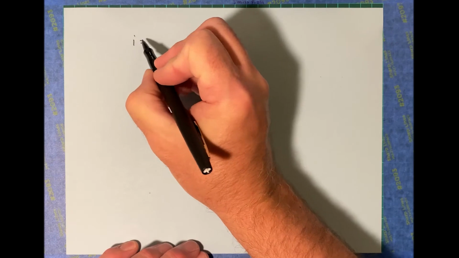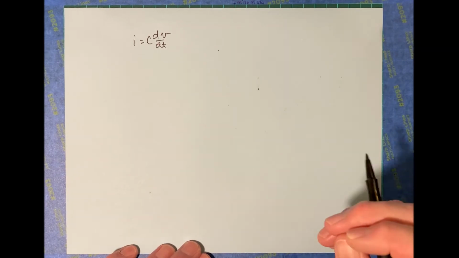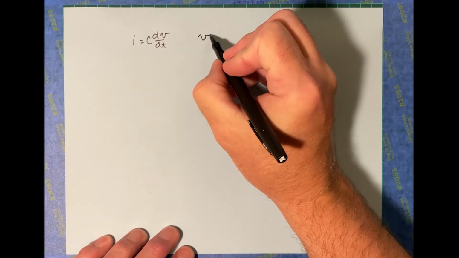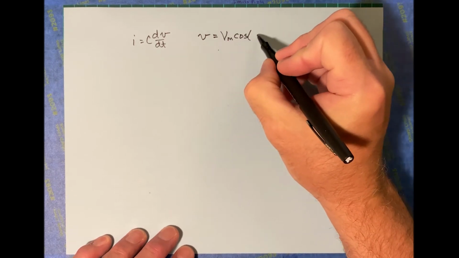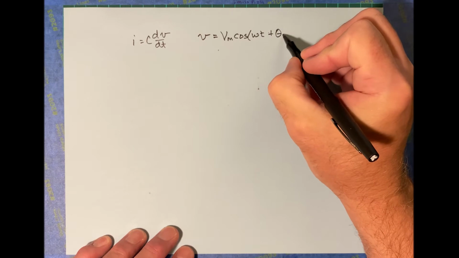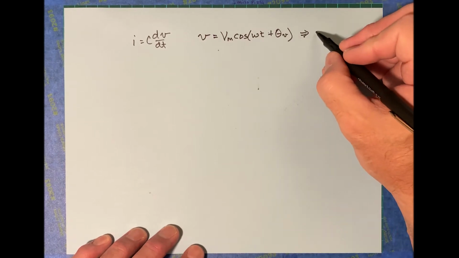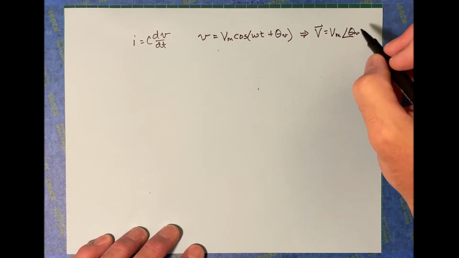Okay, we can do the same sort of thing for the capacitor. If we want to, we might as well. So for the capacitor, I equals C dV/dt. Once again, we're assuming that there's a single capacitor connected to a sinusoidal source here. And we're also going to assume that we have a voltage equal to V sub m cosine of omega t plus theta sub v, like that. The phasor of that, remember if we convert that, is going to be phasor V equal to V sub m angle theta sub v.